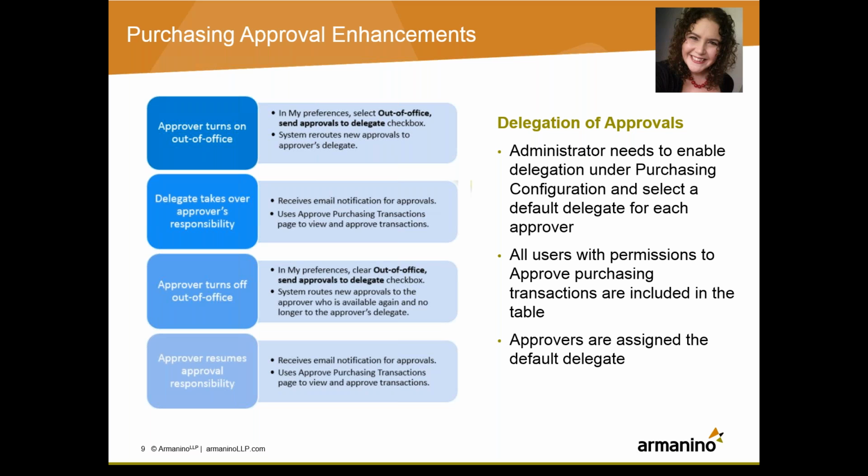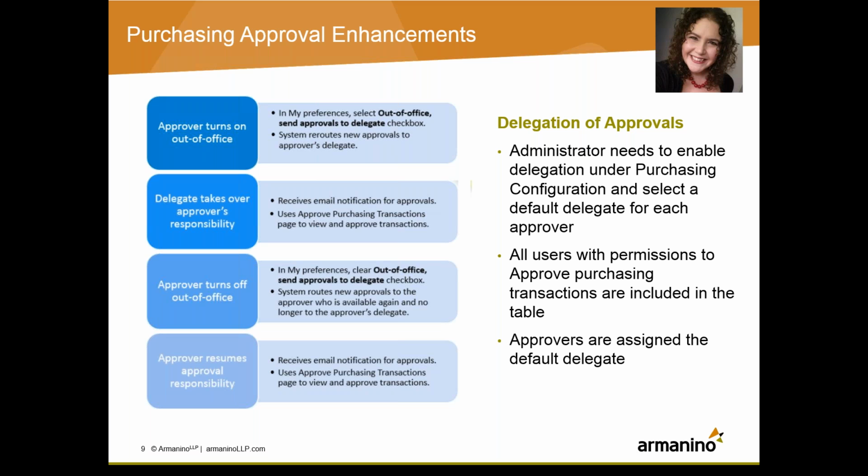So when they get back, the person who is out of office will go back into My Preferences, uncheck the box for the out of office, and then they'll be able to get their purchasing transactions back into their queue. And don't worry if you forget. I'm sure that person that you delegated to is going to be quick to tell you that you need to take back your delegation, especially if you have high volume purchasing transactions.